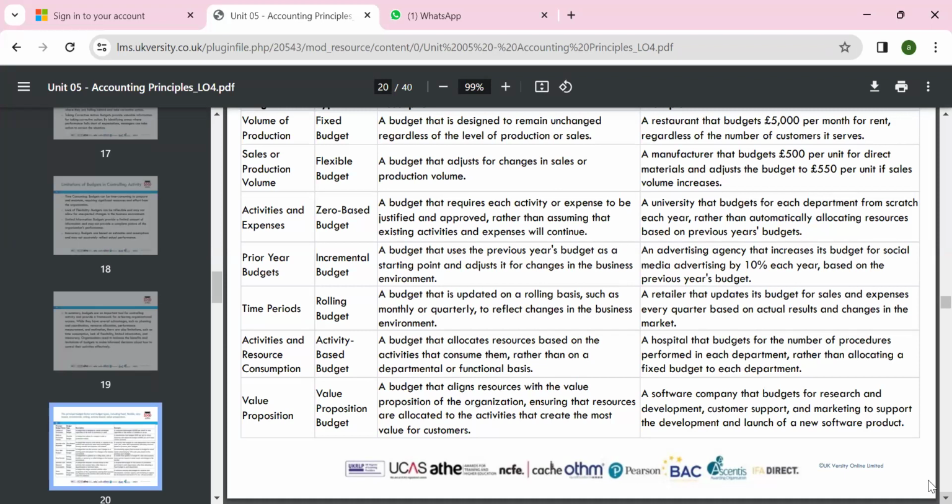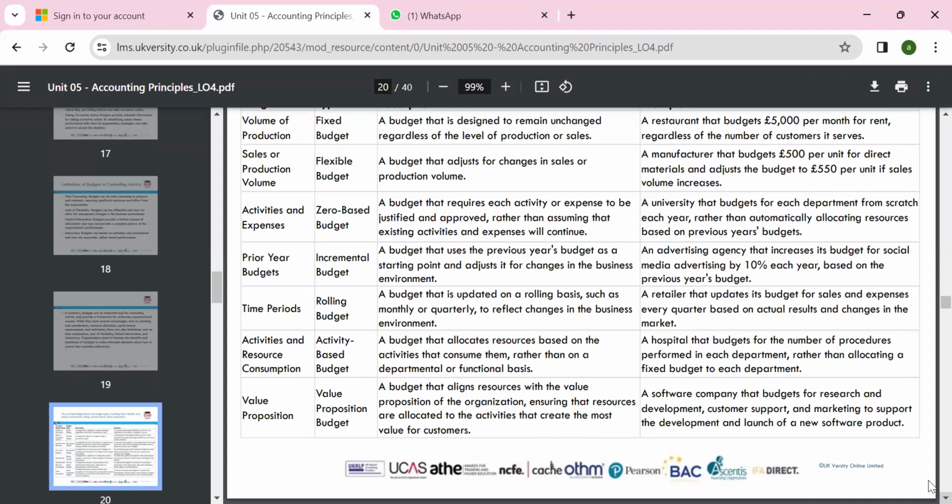In a hospital, the budget depends on the number of procedures performed in each department, the number of operations, the number of tests, rather than allocating a fixed budget for each department. If those increase, then we need to increase the budget.